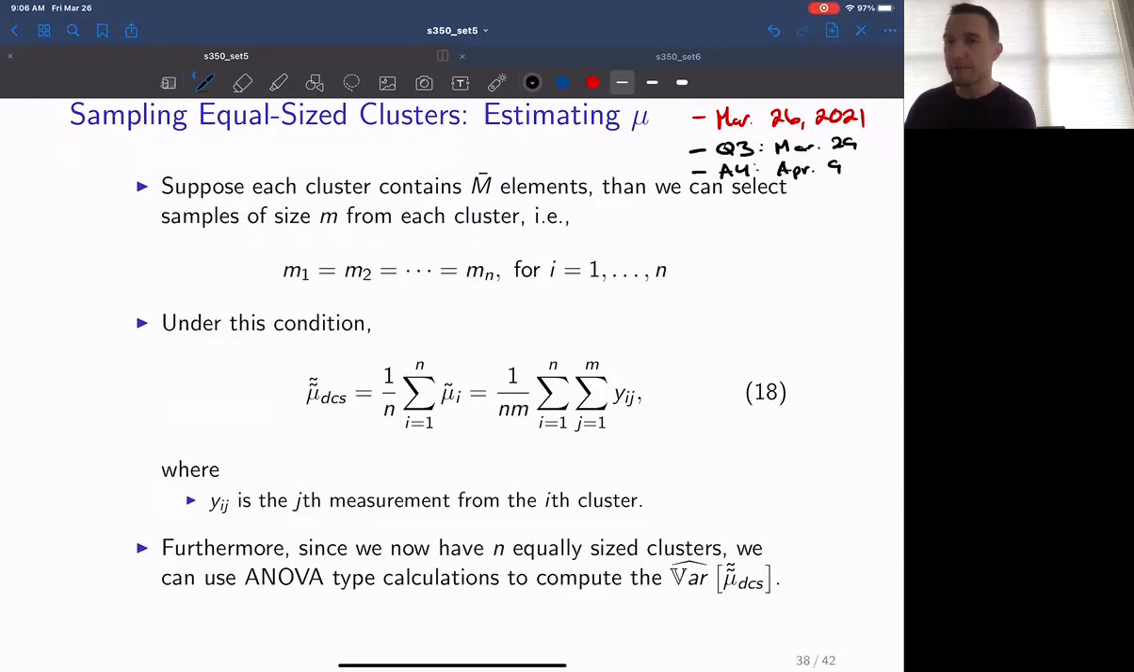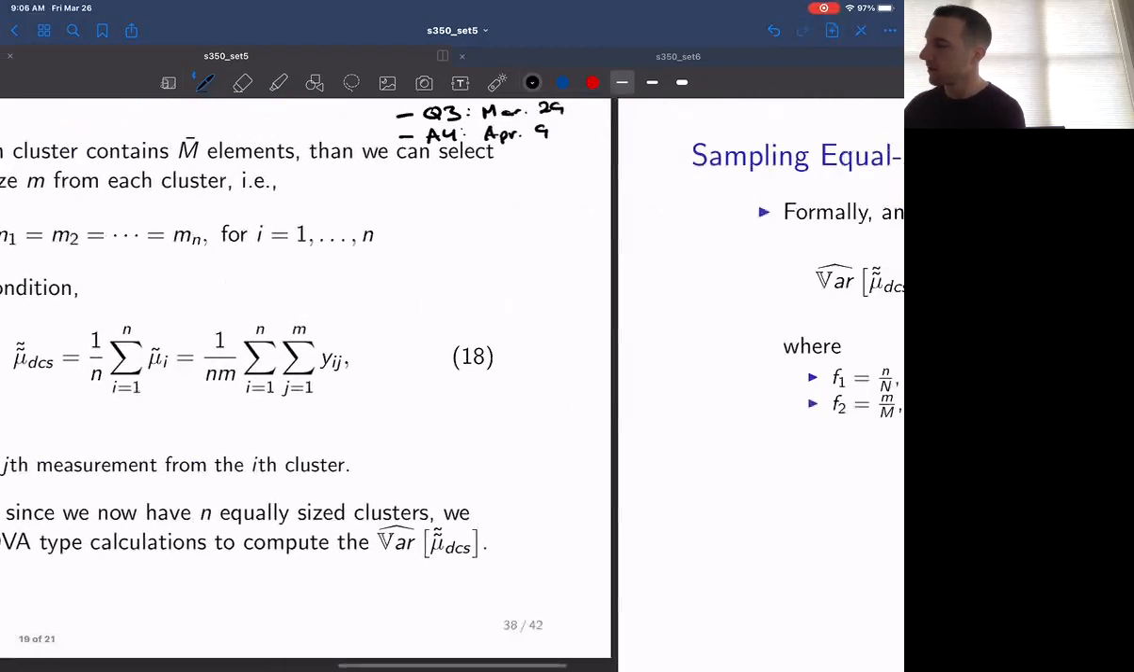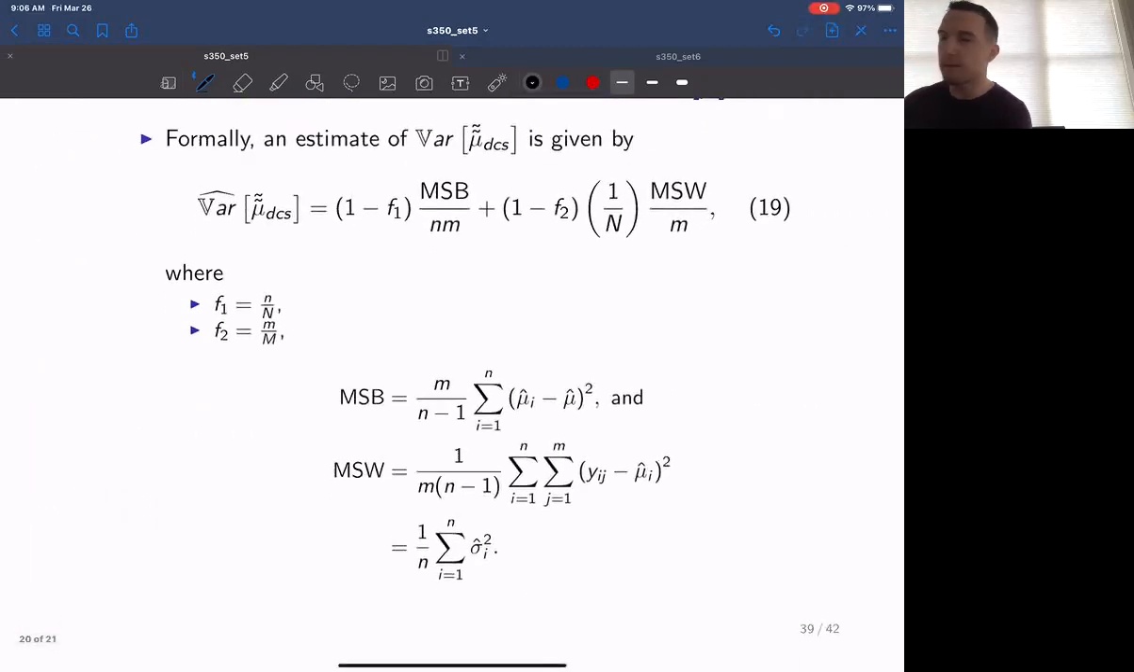Okay, so to estimate the variance, we can use ANOVA-type calculations when we have an equal number of observations across each of the clusters. Our estimate for the variance of mu double tilde DCS is given by 1 minus F1 multiplied by the mean squared between over n, plus 1 minus F2 multiplied by 1 over capital N times the mean squared within multiplied by little m. You can see here that F1 is equal to n over capital N and F2 is equal to little m over capital M.